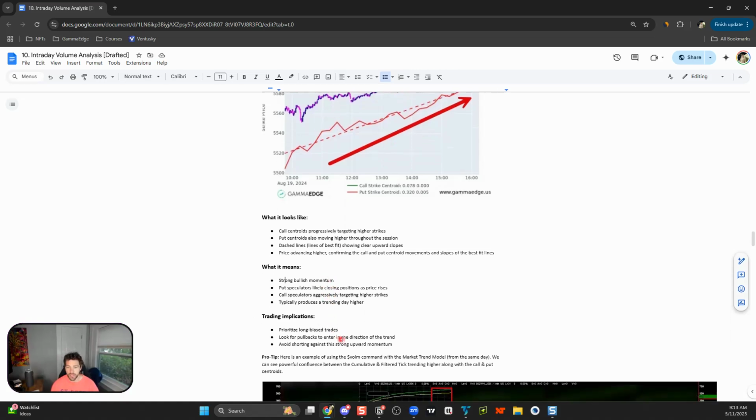So, trading implications for you: prioritize long bias trades. Look for pullbacks to enter in a directional move. Avoid shorting against this strong trend.